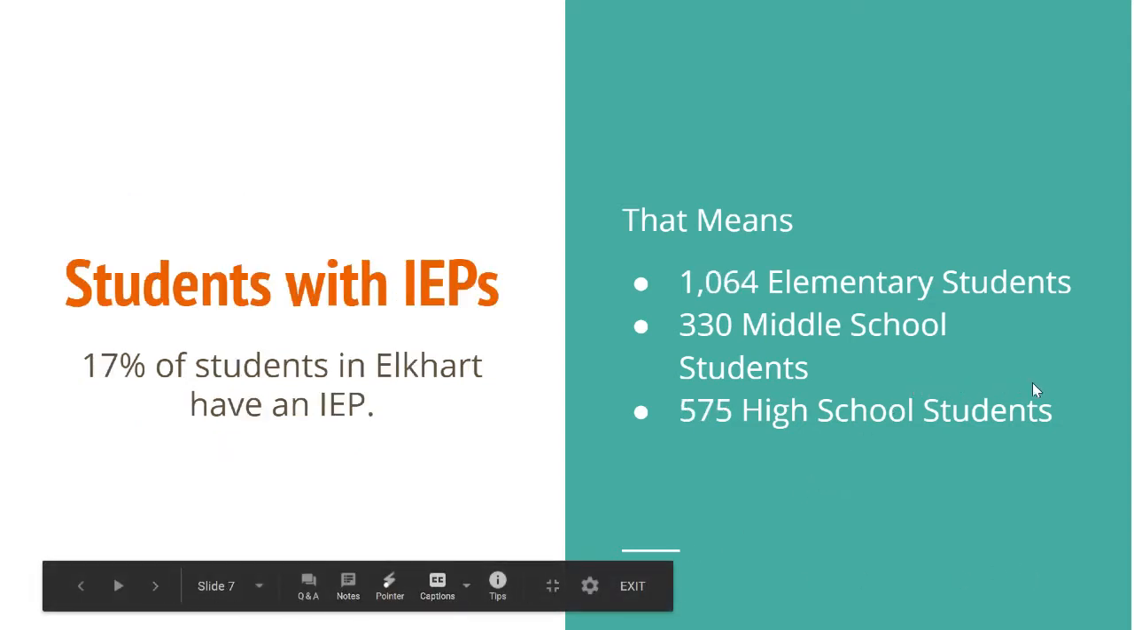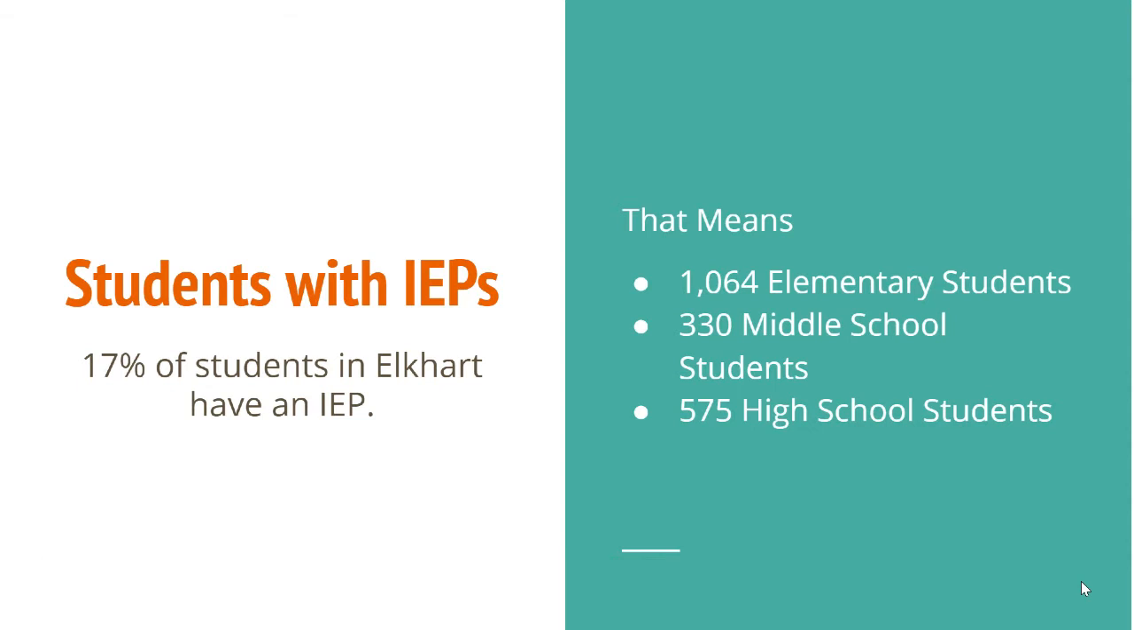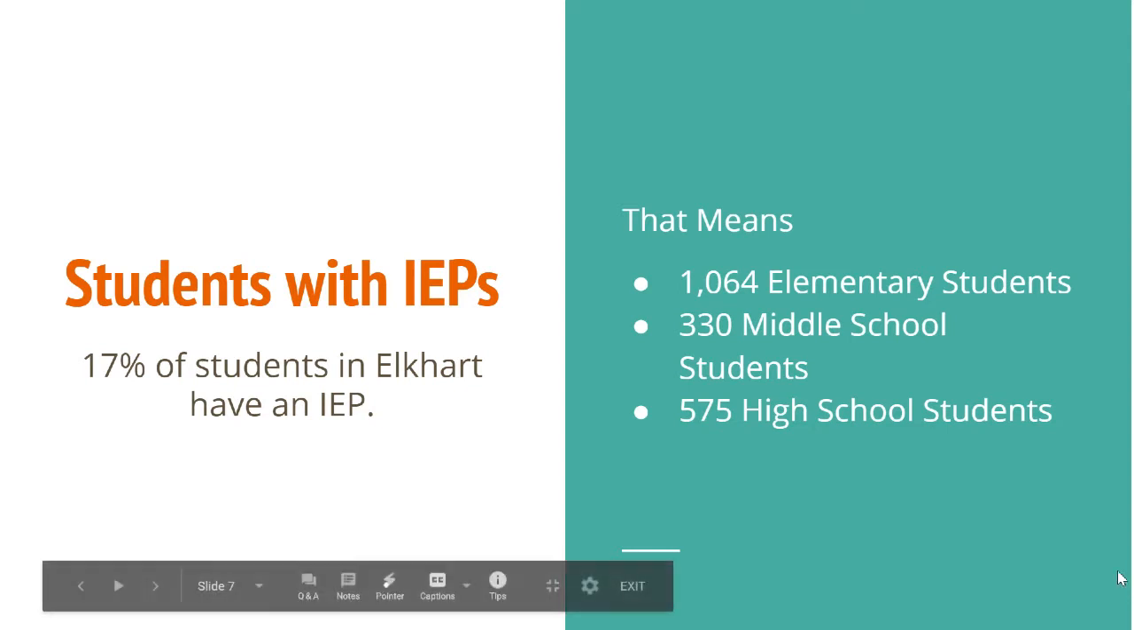Then we also have our students who are identified with disabilities. So that's nearly 17% of our student population. Equivalent to 1,064 elementary students, 330 middle school students, and 575 high school students.